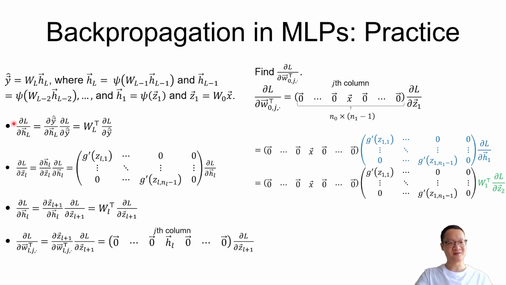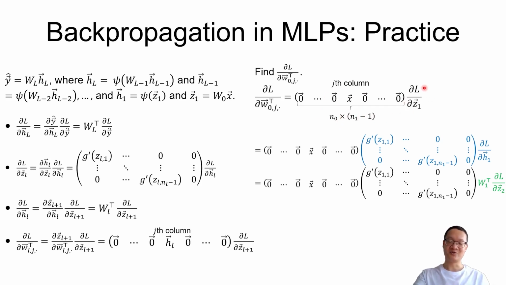When we do backpropagation on the left, these are all of the key results from before. So now if we want to compute partial L partial W0j transpose, we begin with a bunch of zero columns, except for the jth column, which is going to be X, because H0 is the same as X, and then fill in the remaining columns with zeros. This matrix is going to be n0 times n1 minus 1. So it would be good for you to check the dimensions of all of these matrices. I will put the answers here, but you should go back and check all of these dimensions.